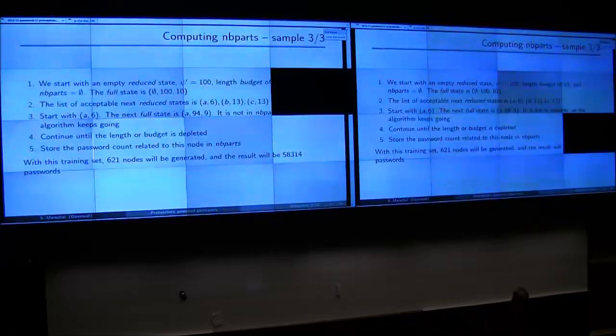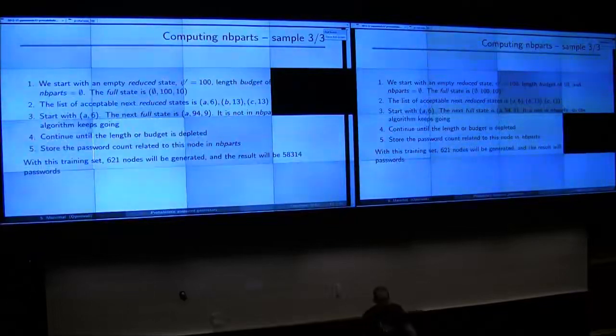So, what is interesting with that is, for example, if you start with a budget of 100, a length of 10, and you get the list of possible next steps, which is written just here. And let's say you take A, then your next full state is going to be A, because it will be the previous character, 94, which will be the budget you have left to spend, and 9, which will be the next budget you have left. And you will store that in a tree, in a graph, and continue until you don't have any budget, and do that recursively until everything is filled.